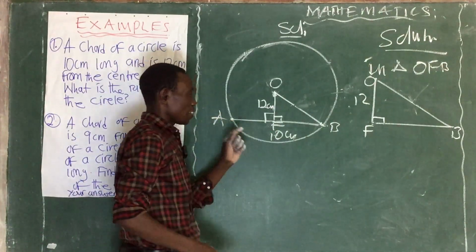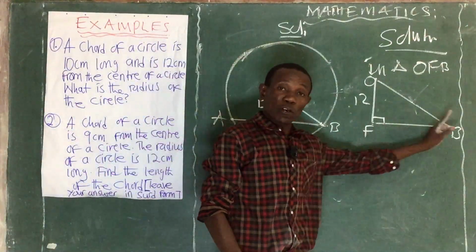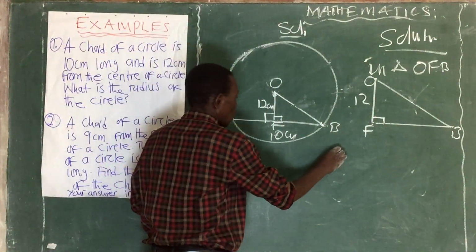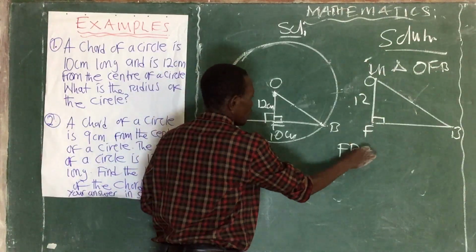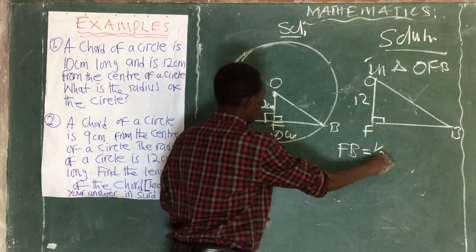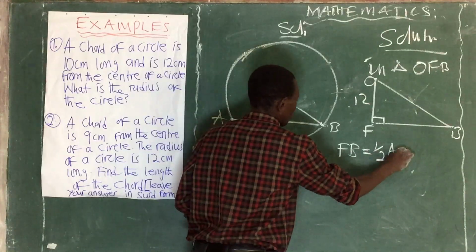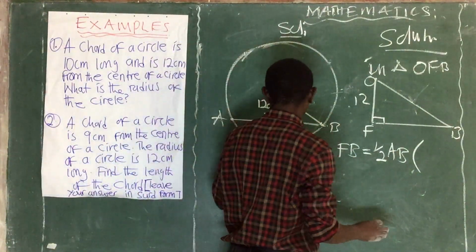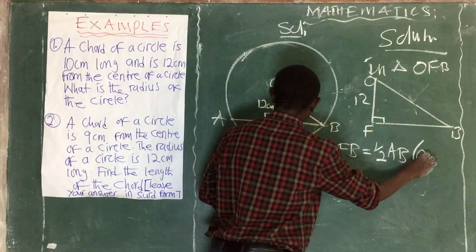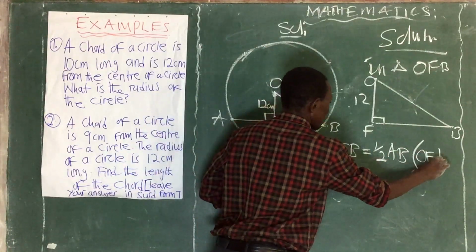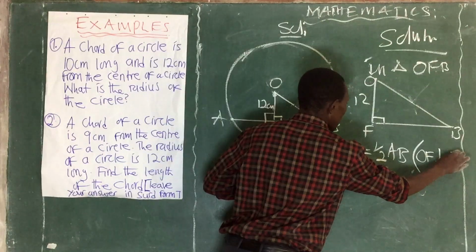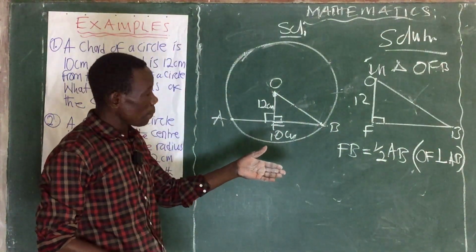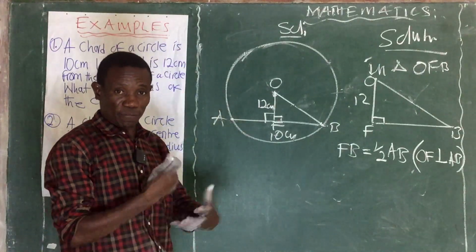Right. So here we're going to write that statement. How are you going to find the value of FB? You come here and write like this to say FB is equal to half AB. You give a reason there. What reason? You just write briefly to say OF is perpendicular to AB. That's the reason that has made us have that, based on the proof in the previous video.